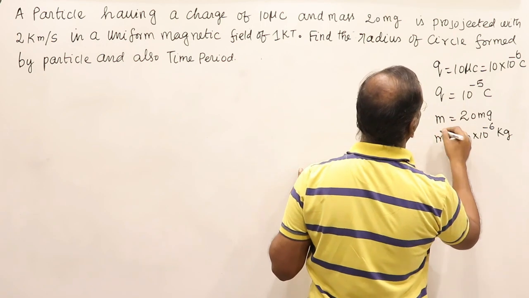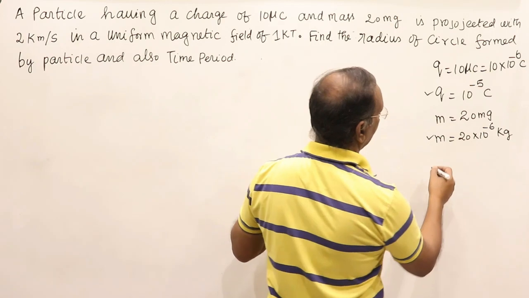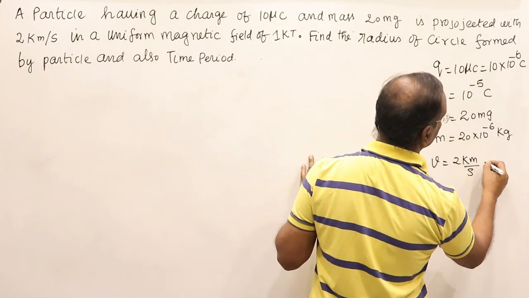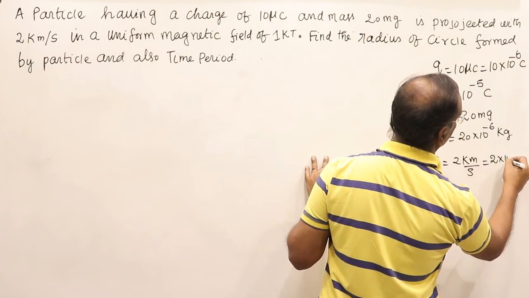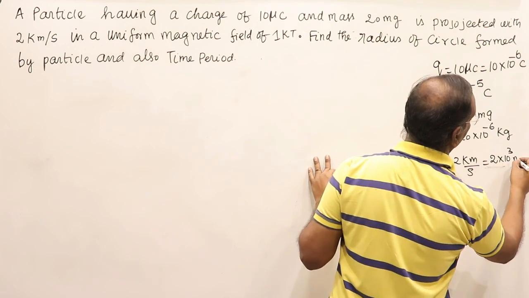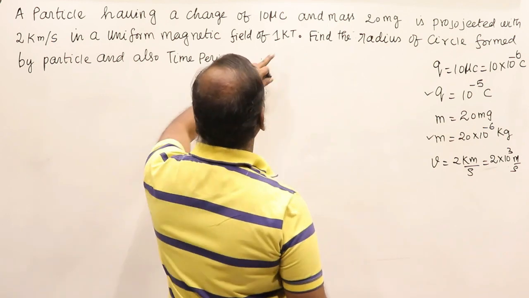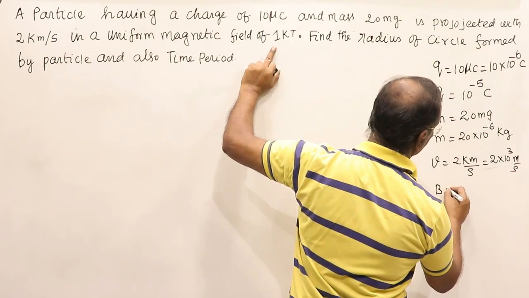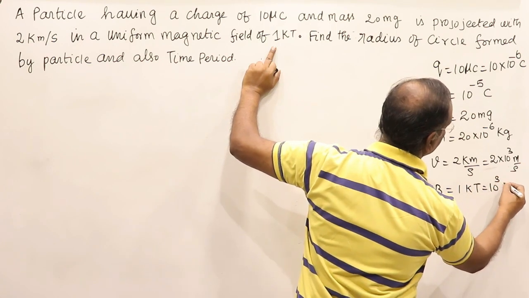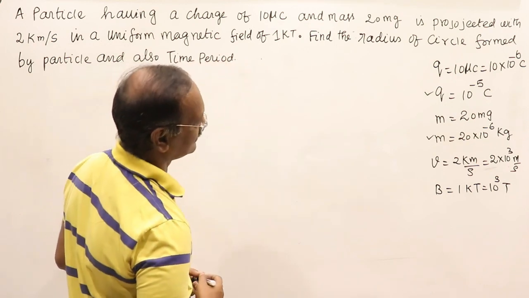This mass is projected with a velocity. Velocity is equal to 2 kilometer per second, which is equal to 2 into 10 to the power 3 meter per second. And magnetic field is equal to 1 kilo Tesla, that is 10 to the power 3 Tesla. It is given. Now find the radius of the circle.